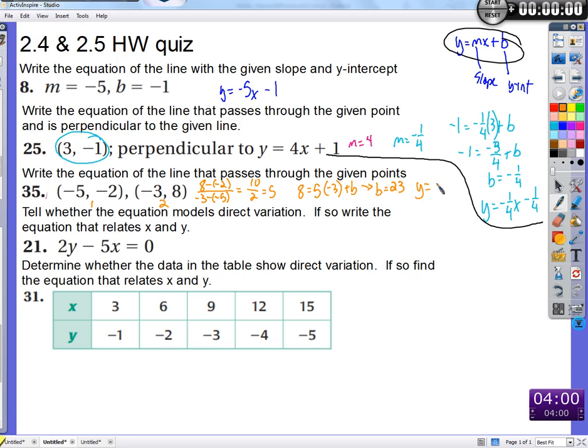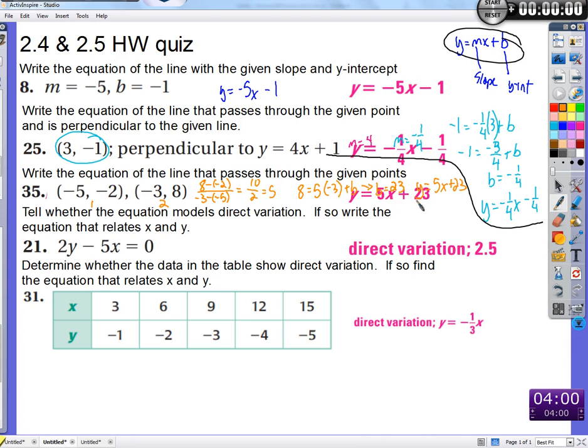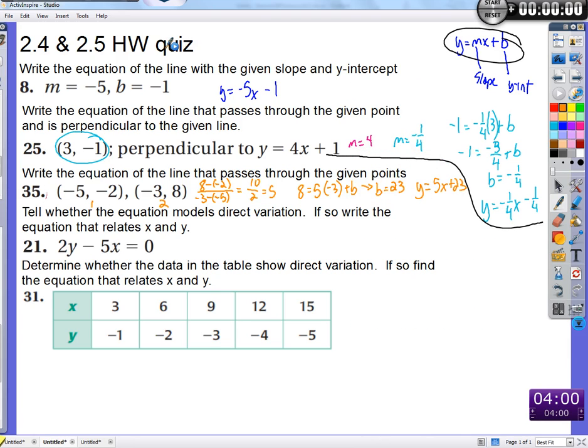Let's see, we'll check it. Y equals mx plus b. There it is, right there. Okay, so now all that was 2.3, now, or 2.2. What was that? 4. Hey, look, it's right up there.